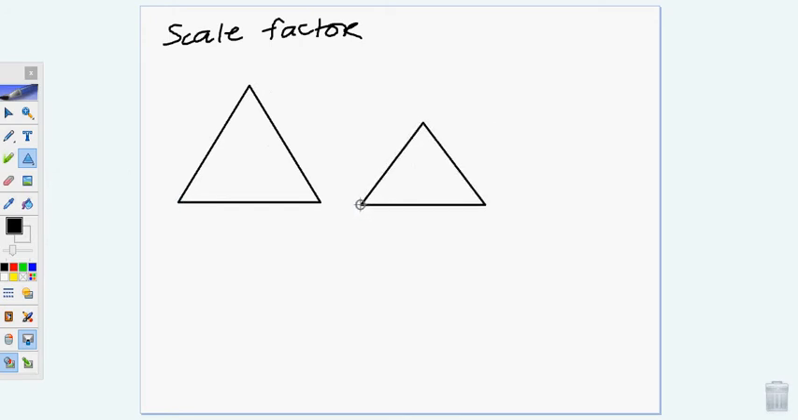Okay, I have two triangles. I tell you that they're similar. I'm going to call them D, E, and F. And I'm going to call this other one P, Q, R.